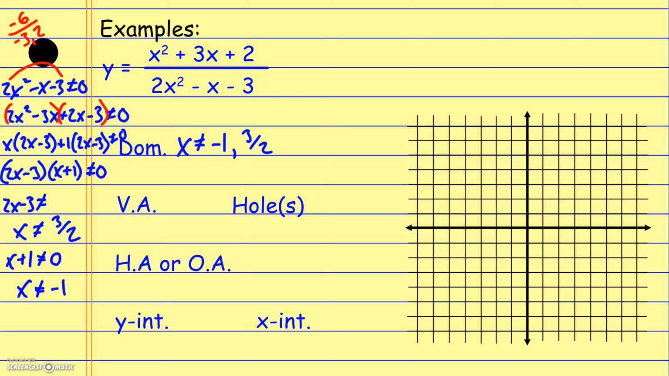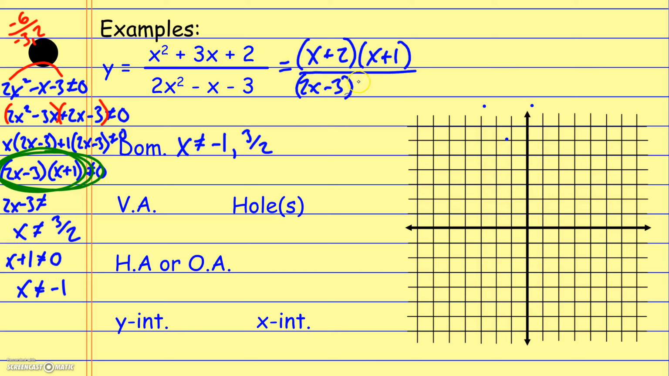So I'm going to simplify this thing. I'm going to factor it completely. So this numerator, I build a bridge, I factor. This is going to factor into an x plus 2 and an x plus 1. The denominator, I already factored once. I factored it right here. Right down here, it was a 2x minus 3 and an x plus 1. So I factored it that way, a 2x minus 3 and an x plus 1.